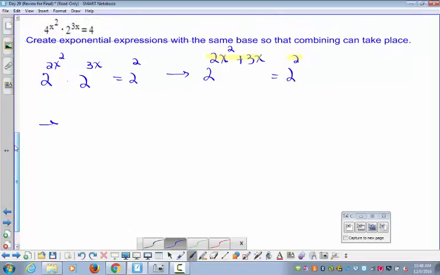So this tells us then that 2x squared plus 3x is equal to 2. Nonlinear equation, everything to the left and factor. Or a nonlinear equation.